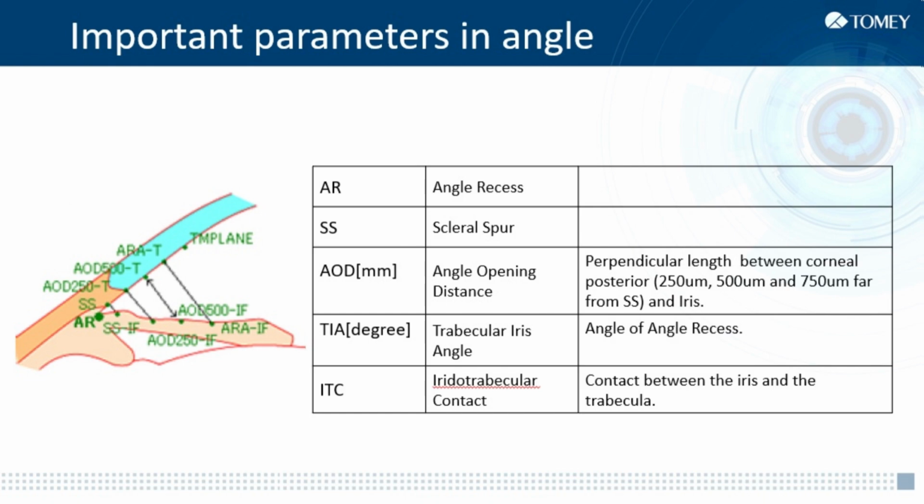Before explaining the details of the application, I would like to explain the important parameters in angle analysis. AR means angle recess and SS means scleral spur. AOD is the length of a line from the cornea to the iris. AOD 500 indicates the distance from the 500 point from SS to the iris. TIA is the angle of the angle recess. ITC is a parameter called iridotrabecular contact, which represents the contact between the trabecular meshwork and the iris. In CASIA2, it is expressed as percentage of contact or area of the contact. It is easier to understand with an actual device, so we will take a look at it later.